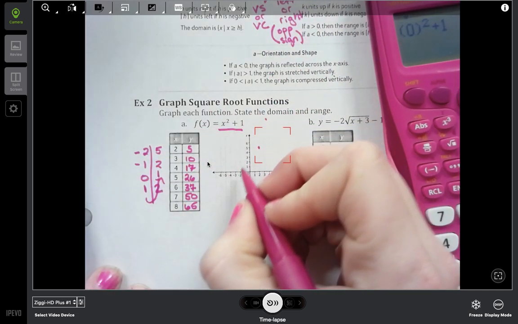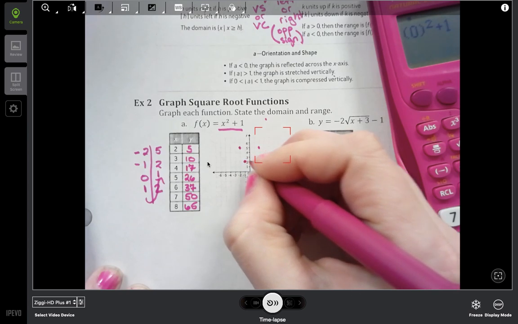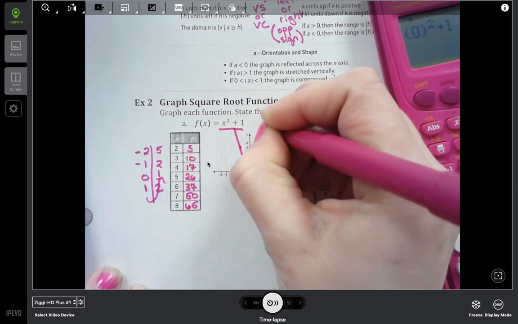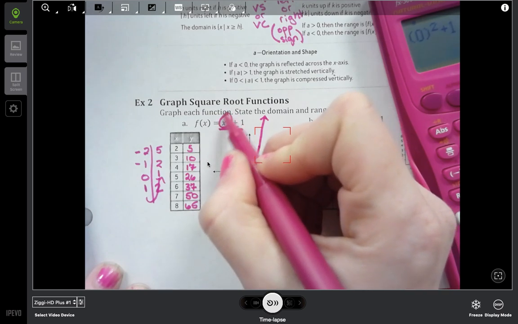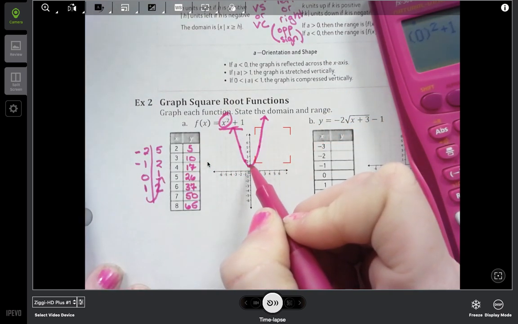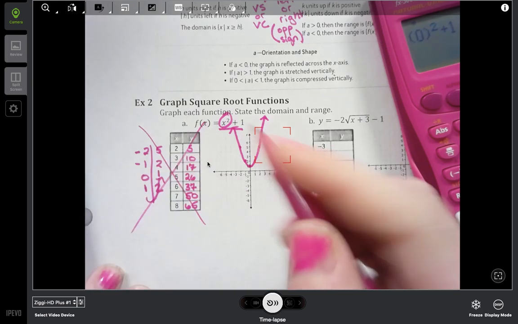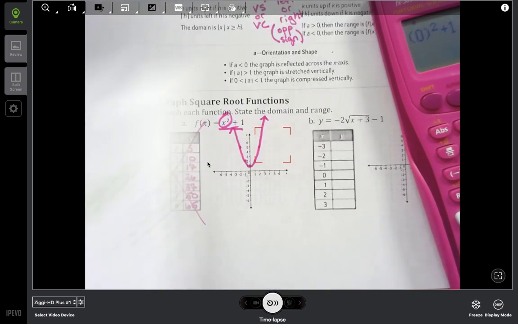Okay, so -2 is at 5, -1 is at 2, 0 is at 1, 1 is at 2, and then it goes up and up and up from there. Okay, now this looks like a parabola. Why does it look like a parabola? Because we're talking about x squared, okay? And the plus 1 just moves it up 1. So we could have probably graphed that without doing this whole table, right? If you know these rules that are on this sheet, it makes it a whole lot easier, okay?